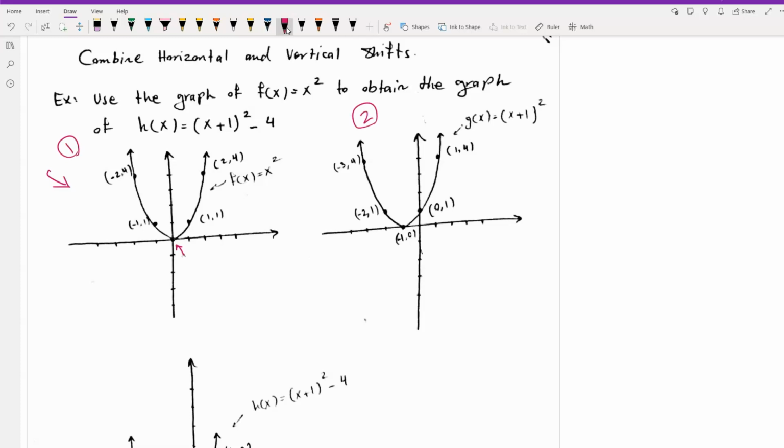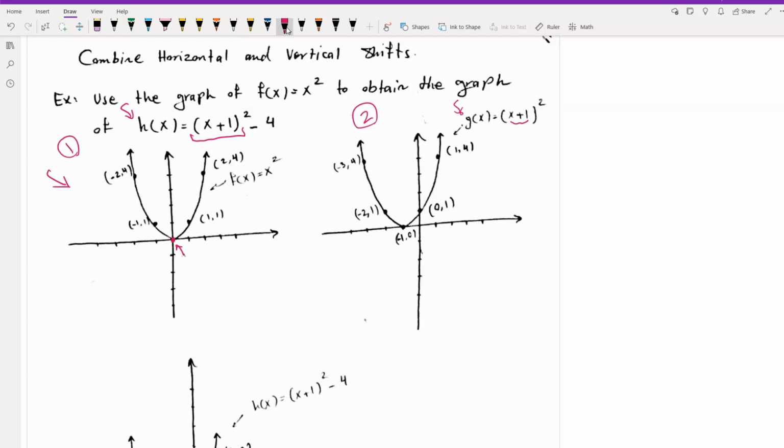Second step is this one. In this case it was h(x), but for the second step I used g(x). So g(x) is equal to (x + 1)². I'm trying to graph this part. So we have x + 1 here. That means x + 1 = 0, x = -1. Because of having -1, we have to shift f(x) 1 unit to the left.